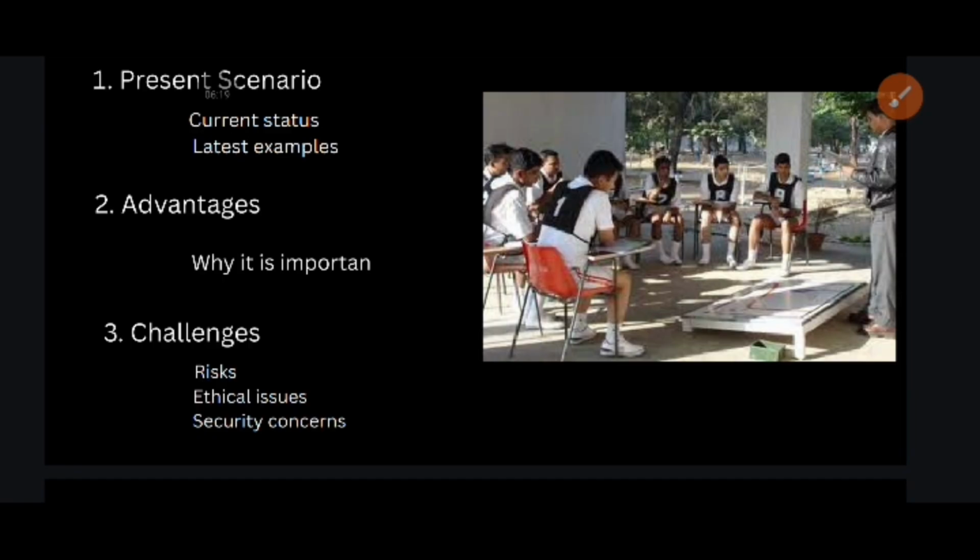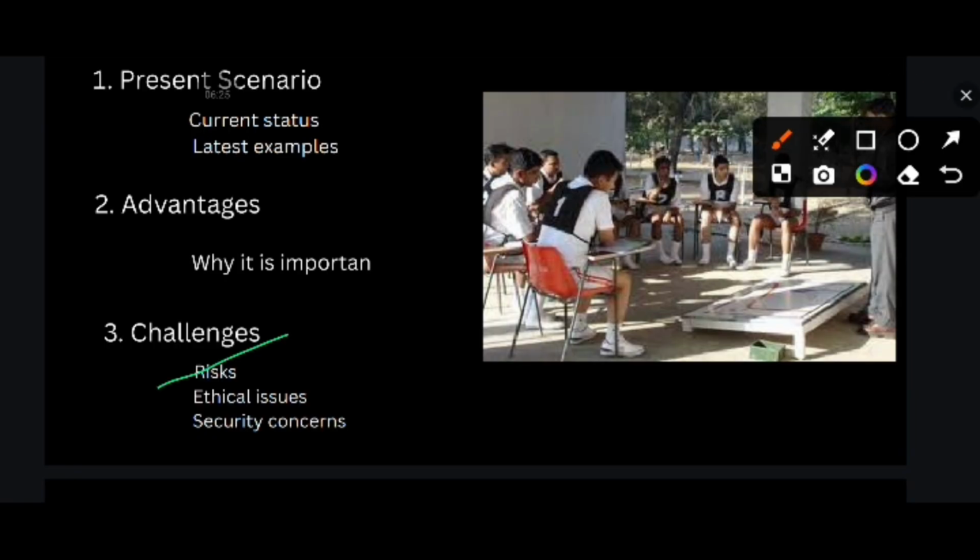What will the challenges include? Challenges will include risks, and what things create the risk.